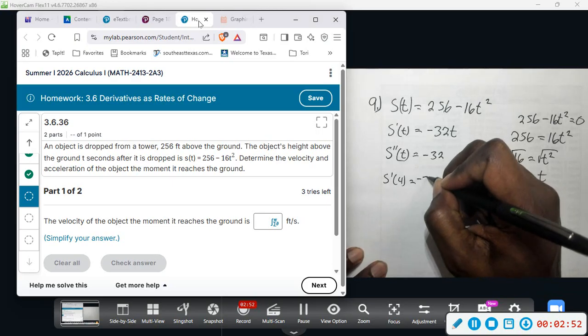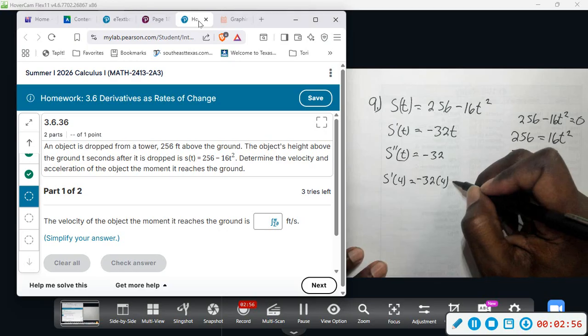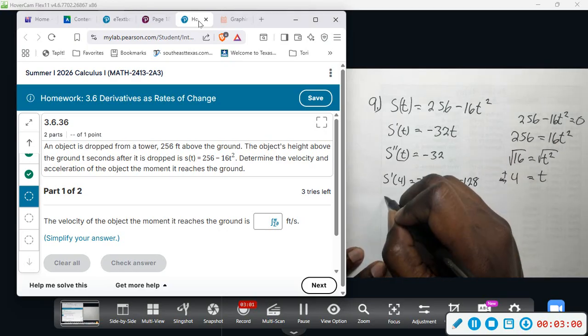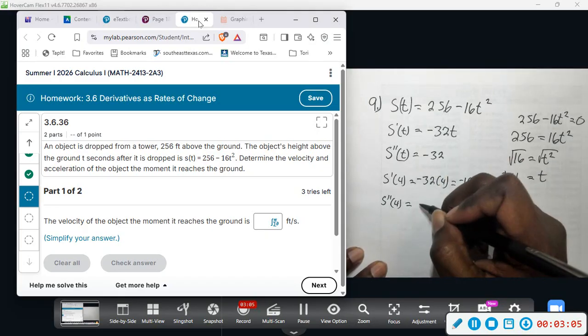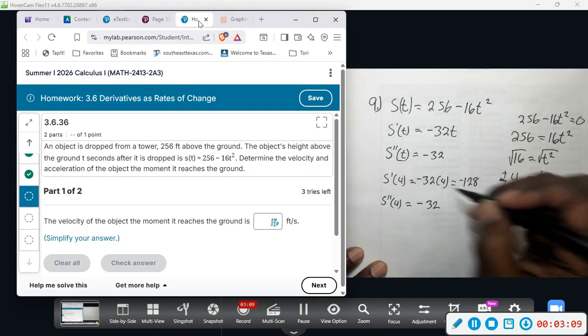And that will give us negative 32 times 4, which will give us a negative 128. And then if we plug that into the acceleration function, there's nowhere to plug it in. We still just end up with a negative 32.